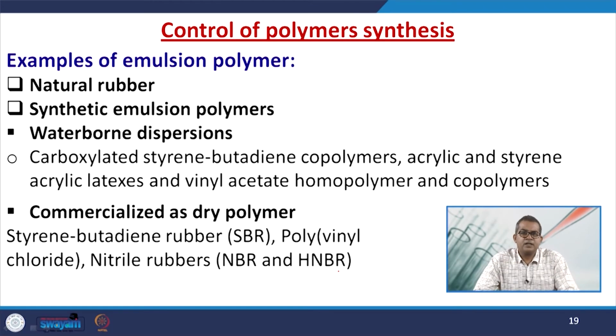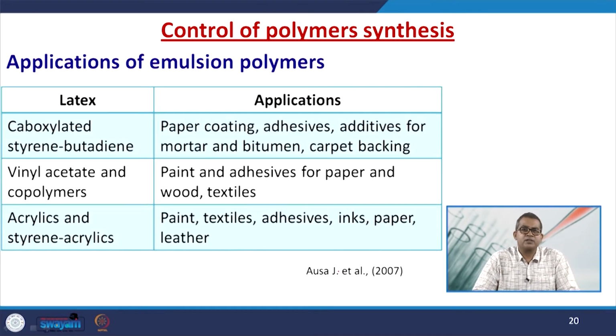Then there are certain other waterborne dispersions like carboxylated styrene butadiene copolymer, acrylic and styrene acrylic latex, vinyl acetate homopolymer, copolymer, etc. Sometimes the styrene butadiene rubber, polyvinyl chloride, nitrile rubbers, etc. So, these are some of the examples of these commercialized dry polymers.